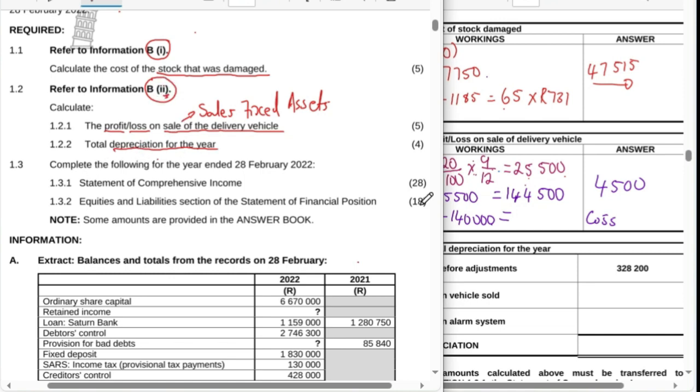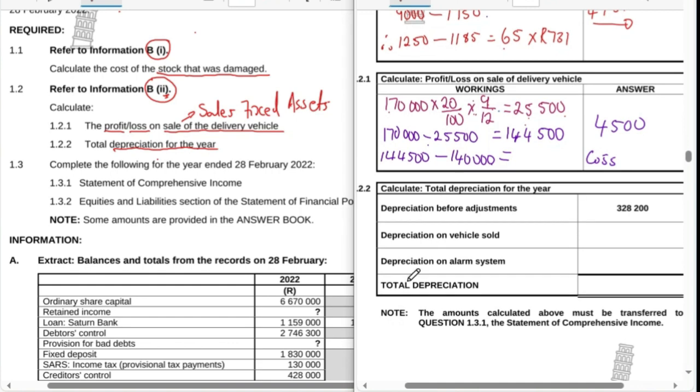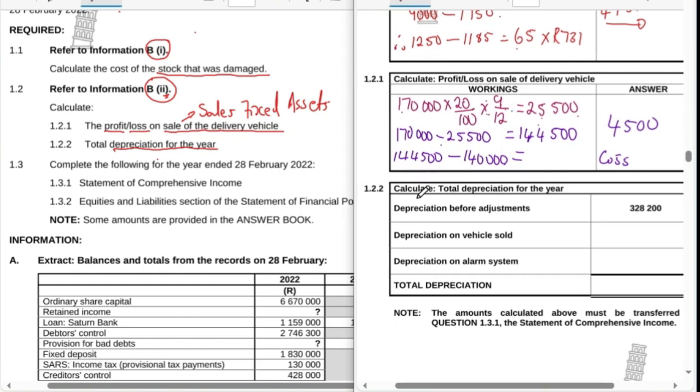So now we are doing depreciation. And then our answer sheet also says depreciation. Calculate total depreciation for the year, and then depreciation on the vehicle sold. And guys, remember that here we have calculated the depreciation for the vehicle sold. So we might as well include that 25,500. We might as well include that 25,500 as it has been calculated. And then now we are going to calculate depreciation on alarm system.